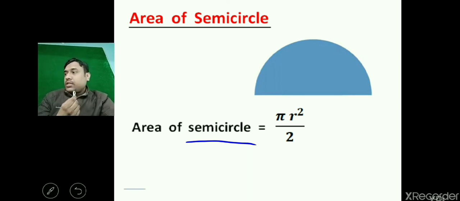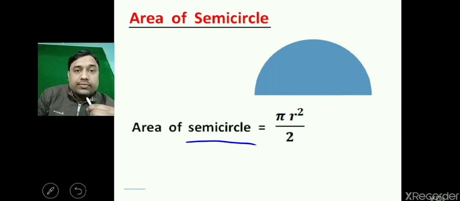Okay students, now you can do some homework. There is exercise 11.3 from the NCERT book, chapter name perimeter and area. Complete that exercise 11.3, question number 4 to 15.